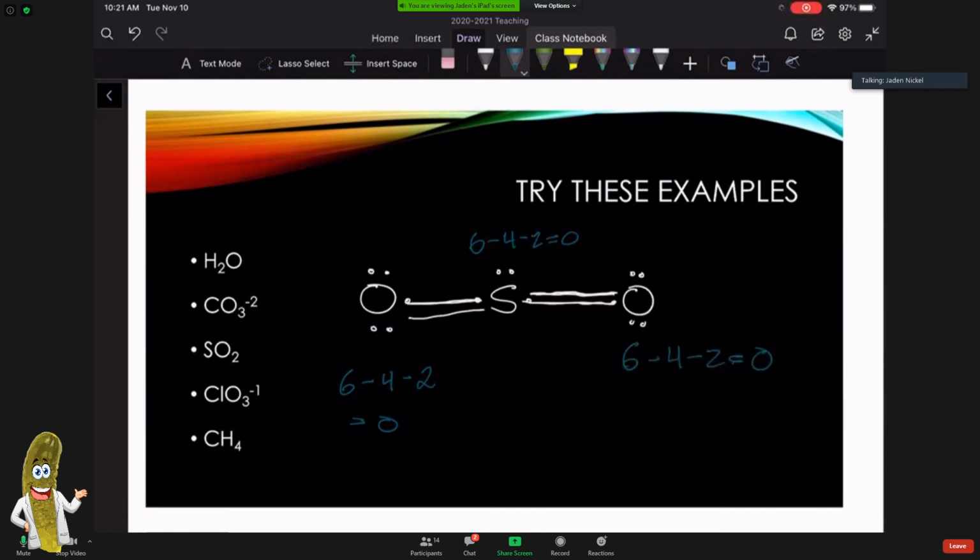So in each one of these, we have 6 minus 4 minus 2, and we have all zeros. So the reason that this structure takes priority over the other one that we had is because the other one had two singular electrons, and we do not like those singular electrons. They're lonely, and we don't want electrons to ever be lonely. And so this would be the final structure we'd end up getting.